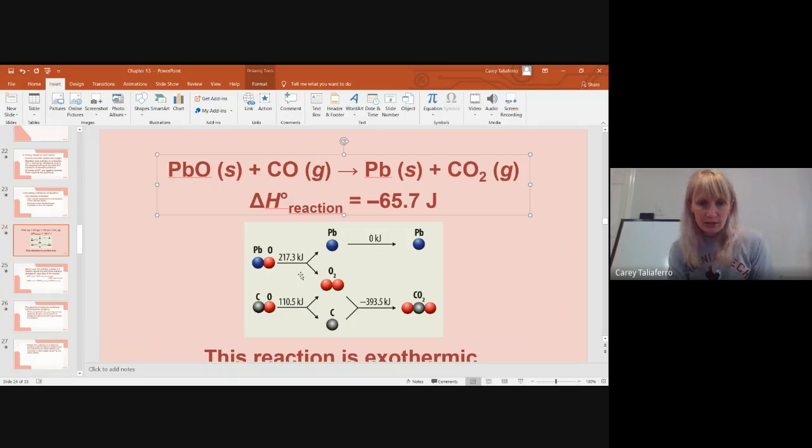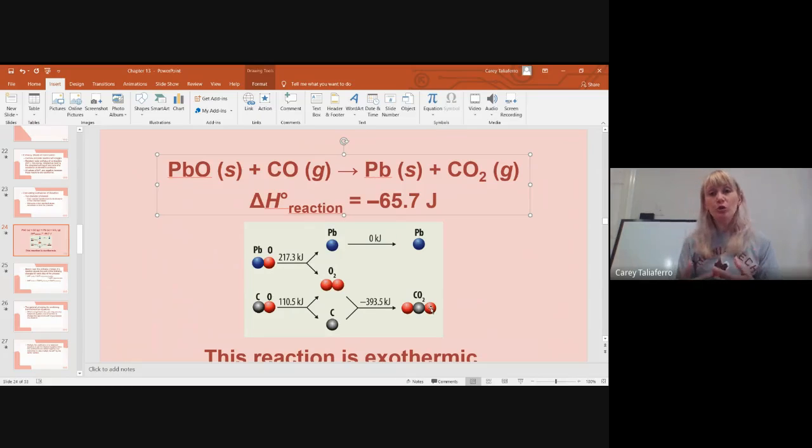And you will see here that they break apart. As the chemical reaction starts, lead and oxygen have to break apart. Carbon and oxygen have to break apart. So you see we have the 2 oxygens, the lead and the carbon. Then they all react chemically to form lead and carbon dioxide.